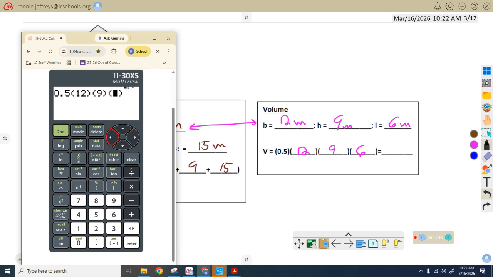Ah, 6. All right. Kind of odd. We actually get the same thing.